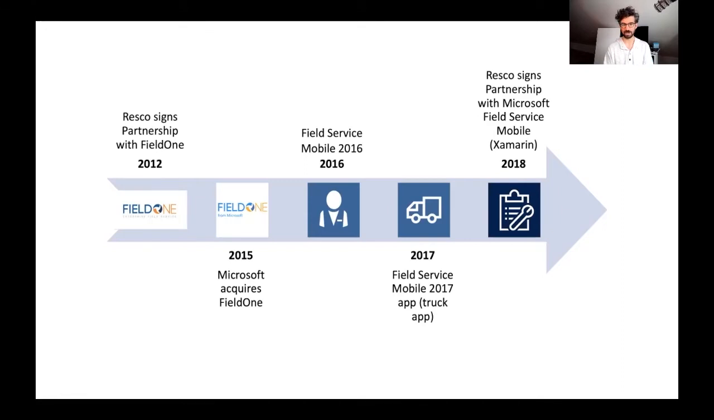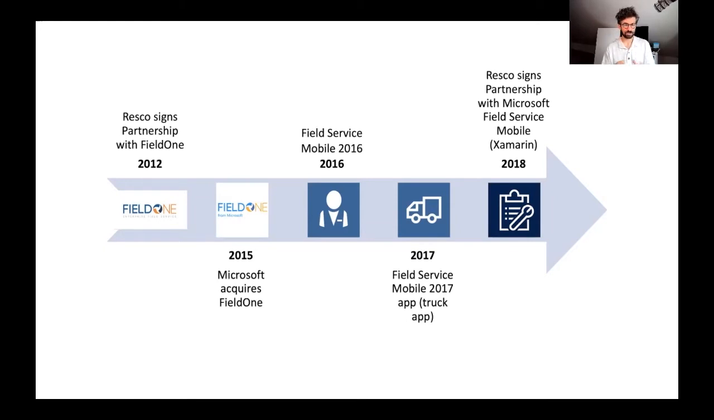3 years later, Microsoft acquired Field One in 2015. And just about a year later, in 2016, Microsoft released their full version of Microsoft Dynamics Field Service based on the Field One System solution. This included also a mobile client, which was a year later replaced by a new one, the Field Service Mobile 2017 application, often nicknamed the truck app. If you heard that, that was the one.